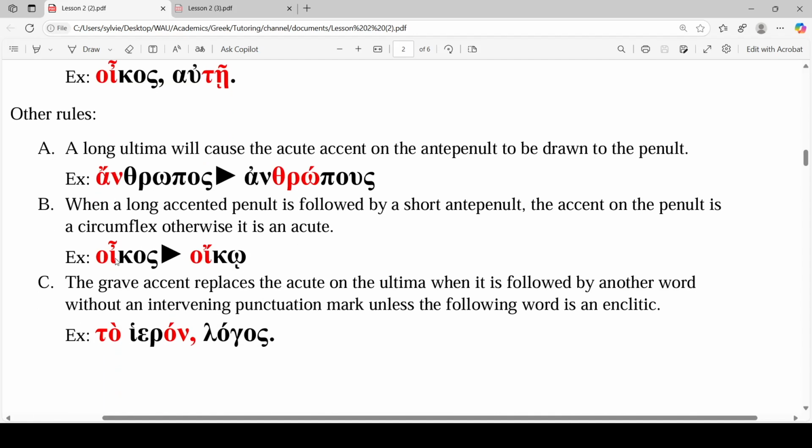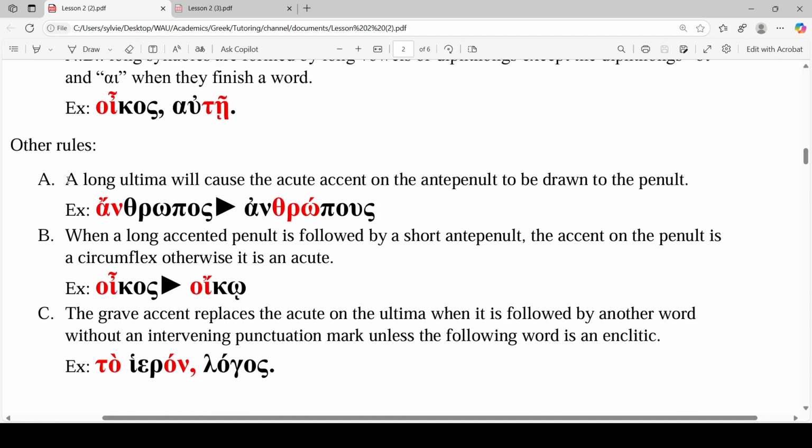Now there are still three of them. The first rule tells us that a long ultima will cause the acute accent on the antepenult. The antepenult is the one next to the penult, let's say the third syllable from the last. Okay? A long ultima will cause the acute accent on the antepenult to be drawn to the penult.